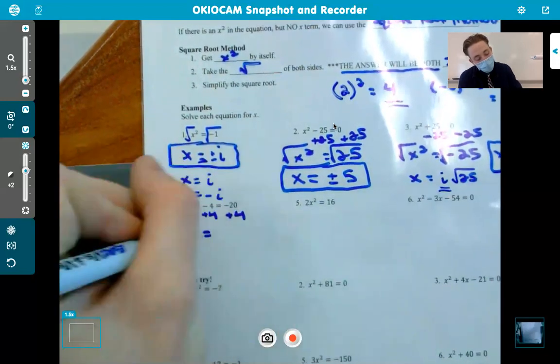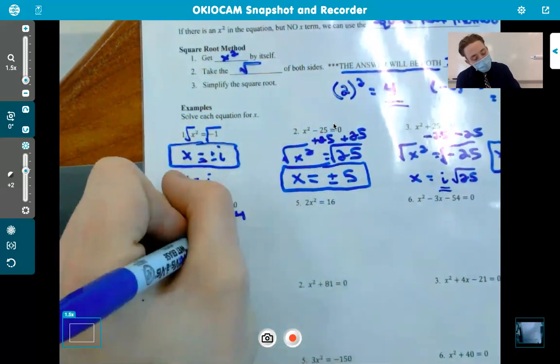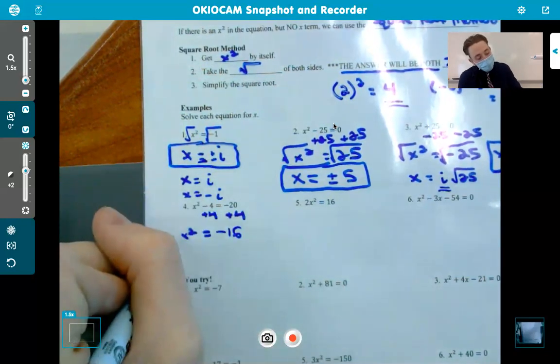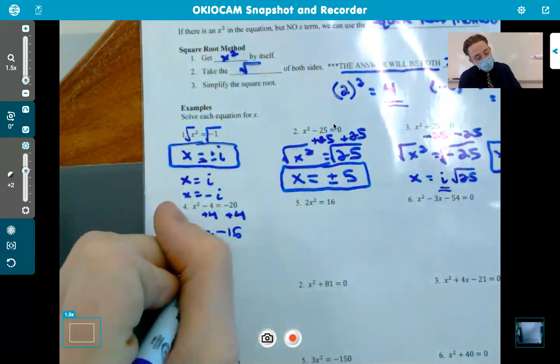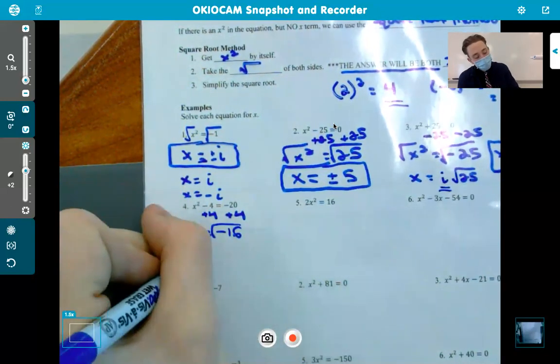So I have x squared equals, what's negative 20 plus 4? Negative 16. x squared equals negative 16. Take the square root of both sides, x is equal to what? How does this simplify?